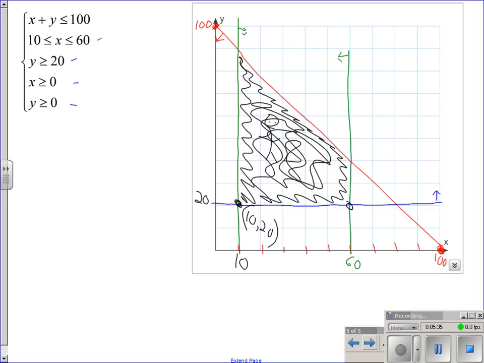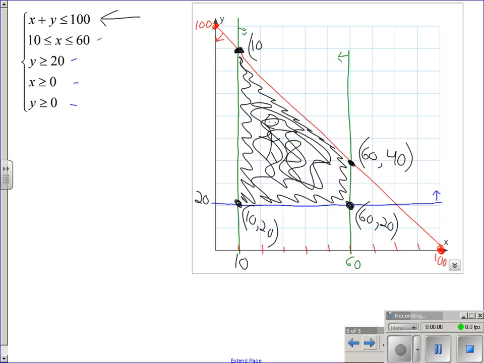Same idea over here. This point is at an x value of 60. It's on that horizontal line of a y value of 20. For this one, the intersection of this line, we got an x value of 60. And this is on that red line. That was this first equation. So if x is 60, what would you add to 60 to get to 100? 40.